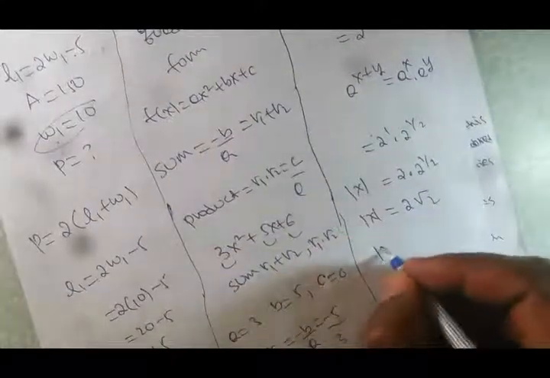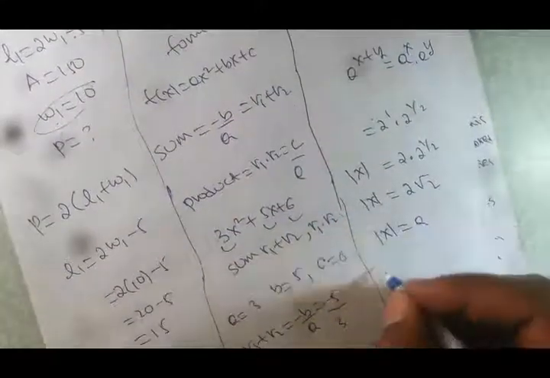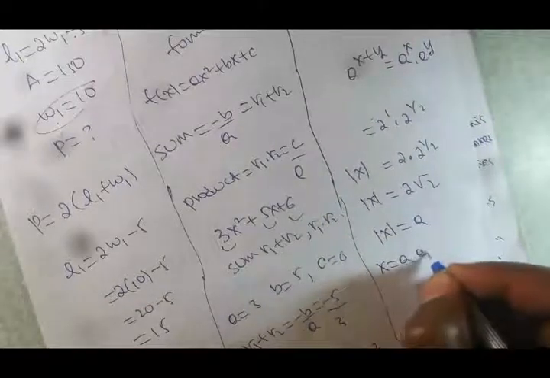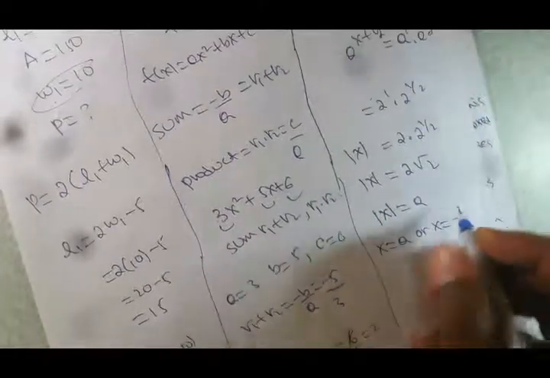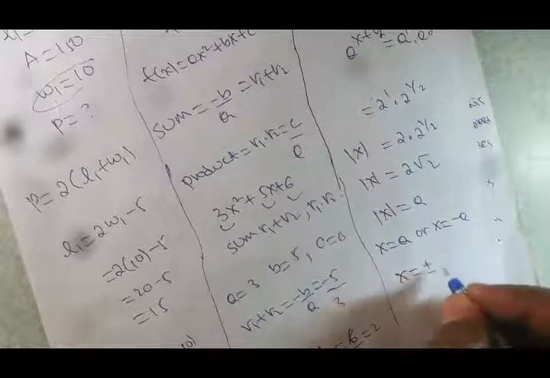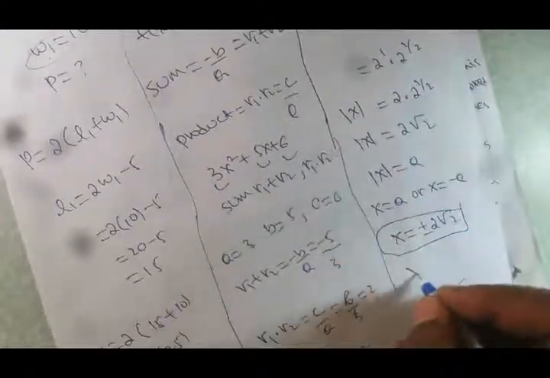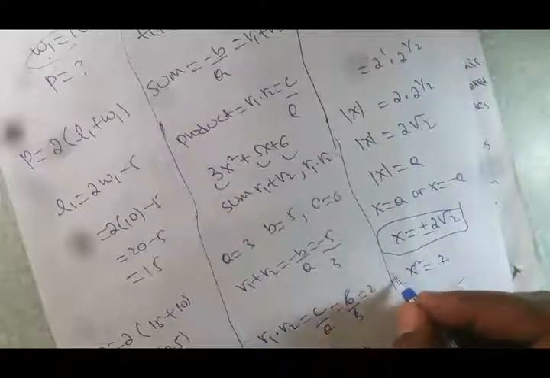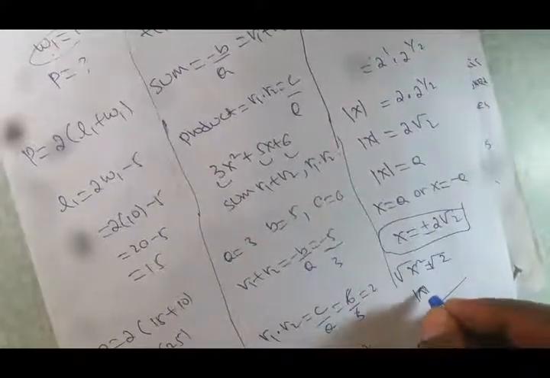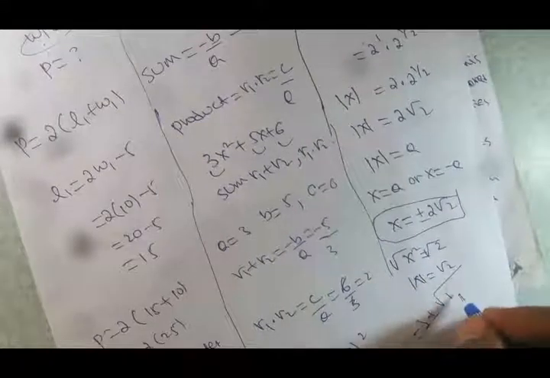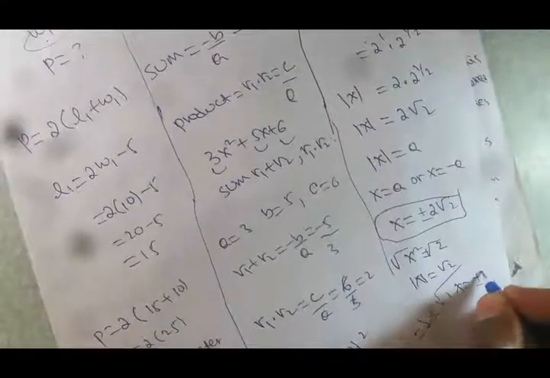And when we talk about absolute value of x equals a, either x equals a or x equals minus a. Therefore, the value of x can be plus or minus 2 root 2. This is the first. And for the second, x squared equals 2. So under square root, absolute value of x will be root 2. This gives x equals plus or minus root 2.